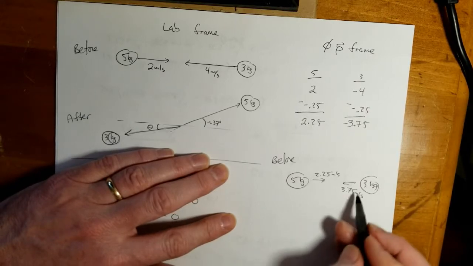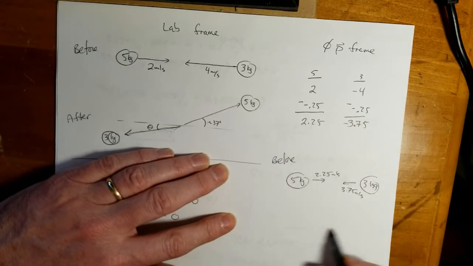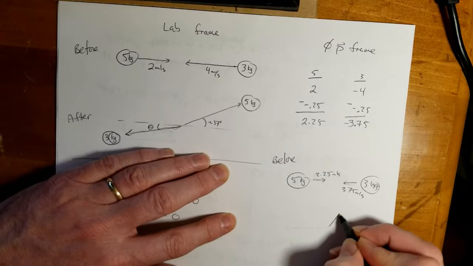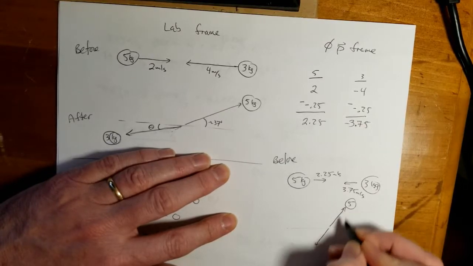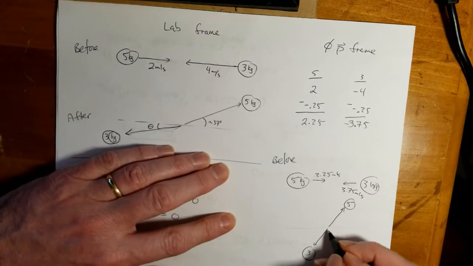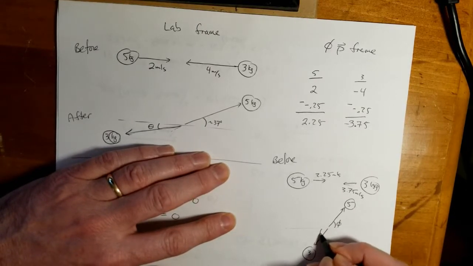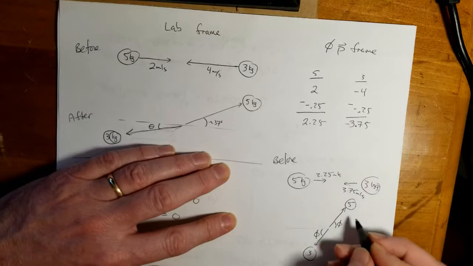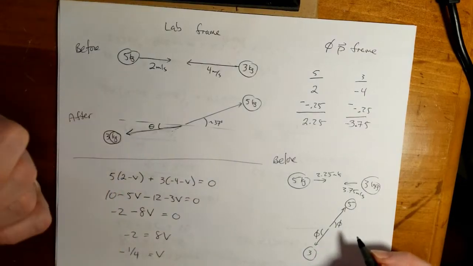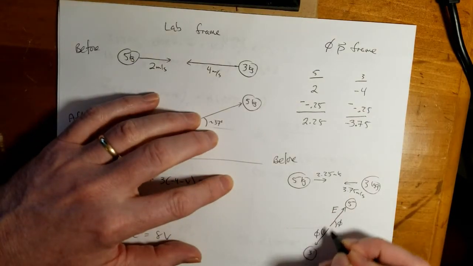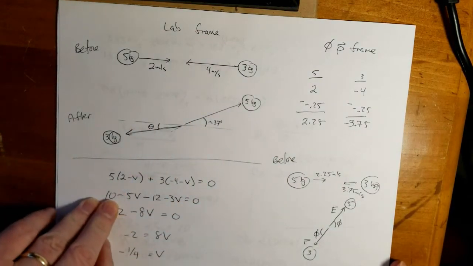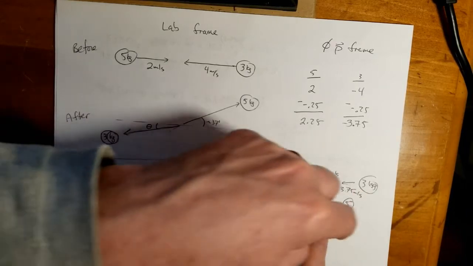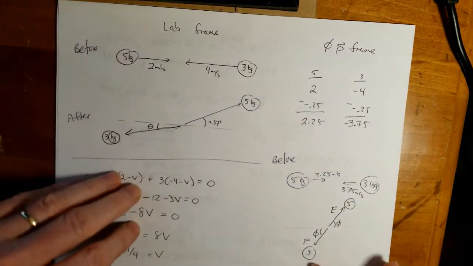And then after the collision, because there's no total momentum, they have to be bouncing directly opposite each other. So this is my 5 kilogram mass, this is my 3 kilogram mass, this is some angle phi, and just because I was using C and D in the previous video, I'm going to label this E and F. Those are the speeds after the collision. But they do have to balance each other out completely because the total momentum is 0.